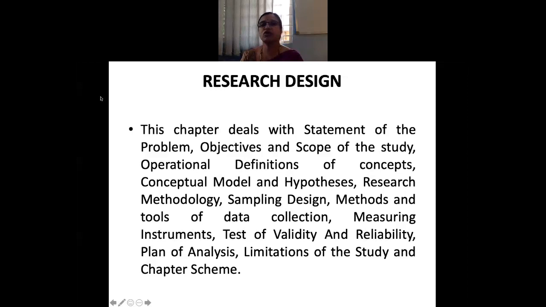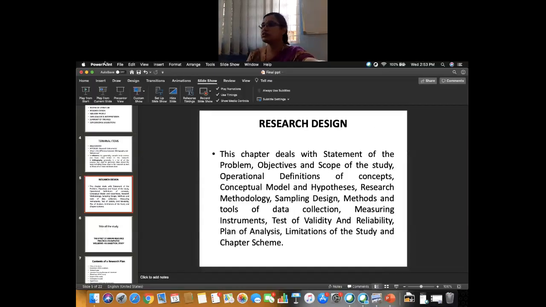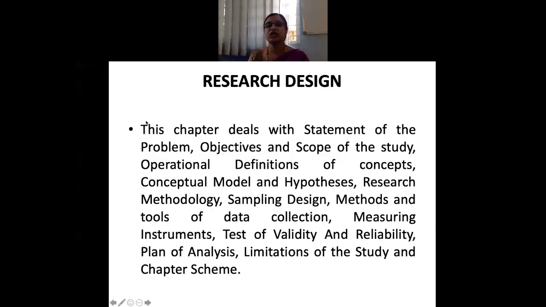So suppose I'm starting off my research design chapter, my introduction will say, this chapter deals with the statement of the problem, the objectives, the scope of the study, the operational definition of concepts, the sampling method, the design, the tests for validity and reliability, the plan of analysis, and the limitations of the study. So all this is given as an introduction and brief. After this, you can start off with your content.